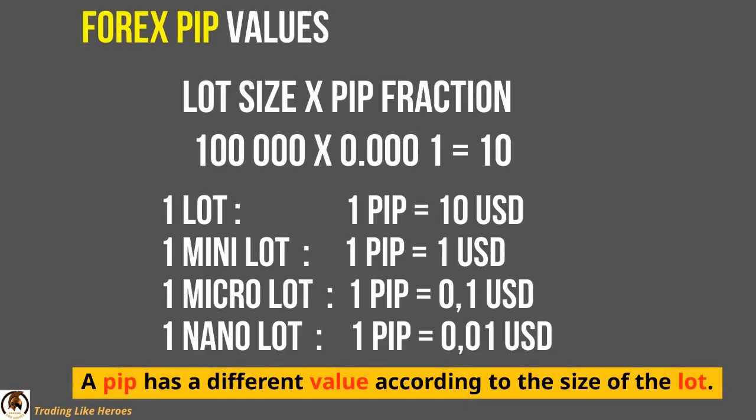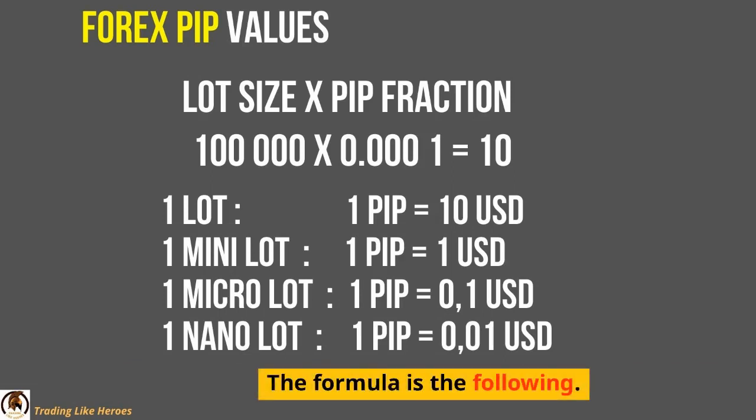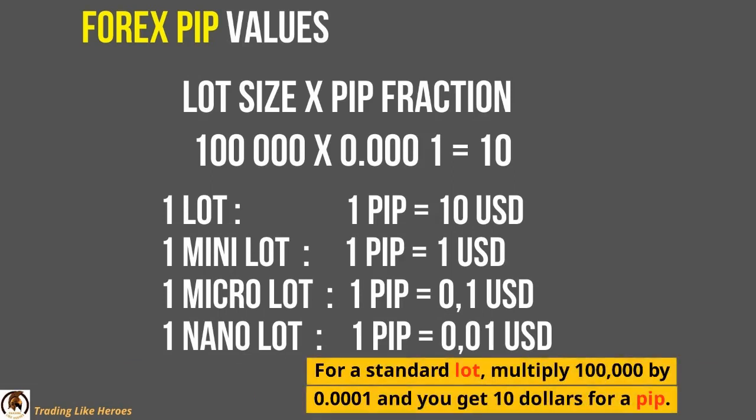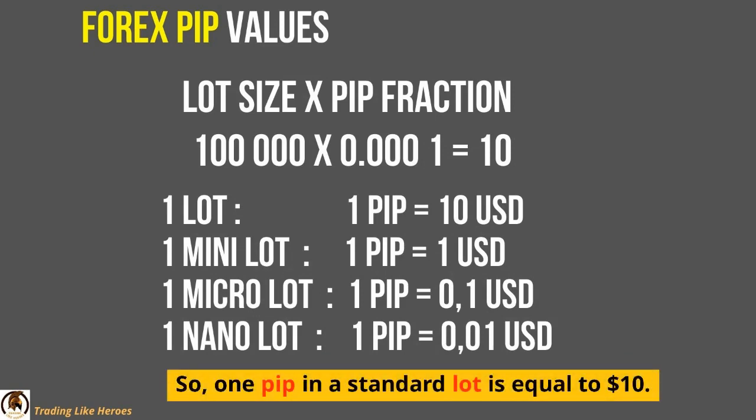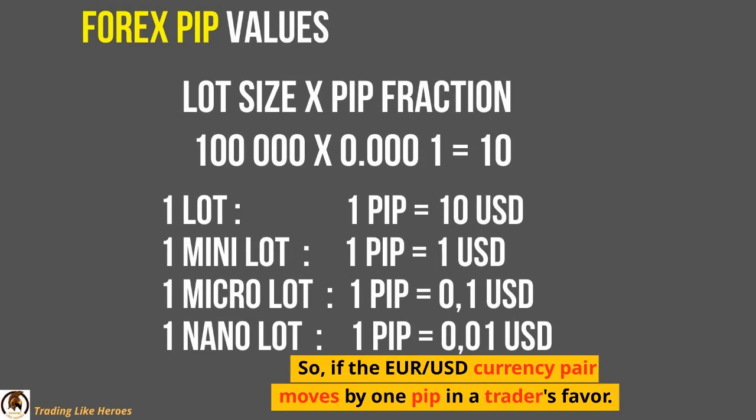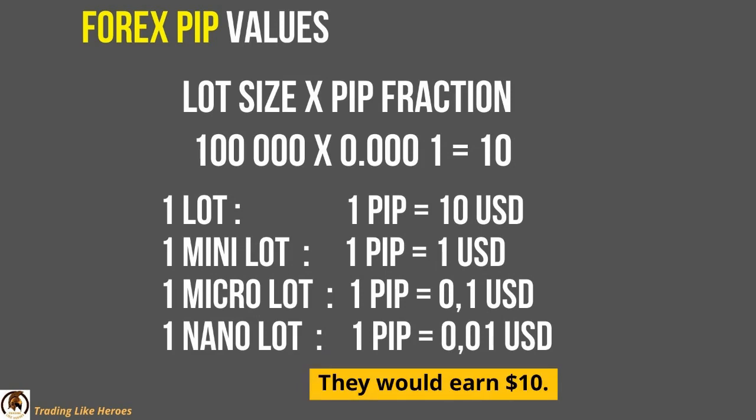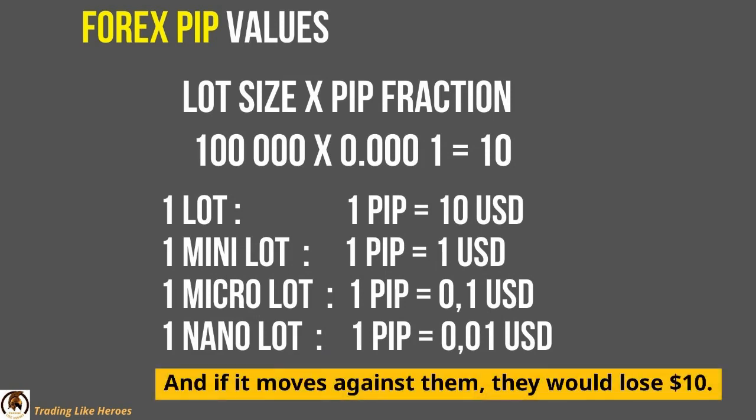A pip has a different value according to the size of the lot. The formula is the following. For a standard lot, multiply 100,000 by 0.0001 and you get $10 for a pip. So, 1 pip in a standard lot is equal to $10. So, if the euro to US dollar currency pair moves by 1 pip in a trader's favor, they would earn $10. And if it moves against them, they would lose $10.